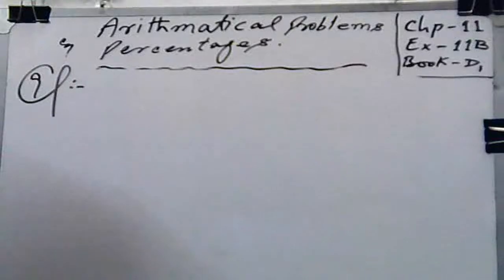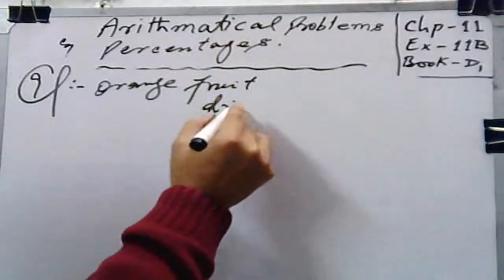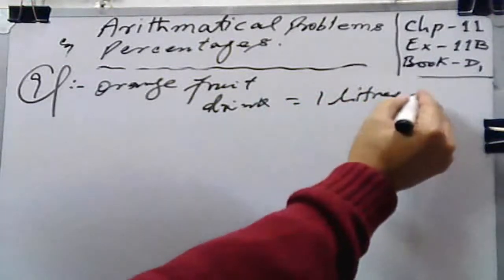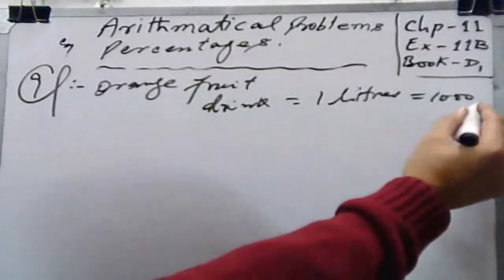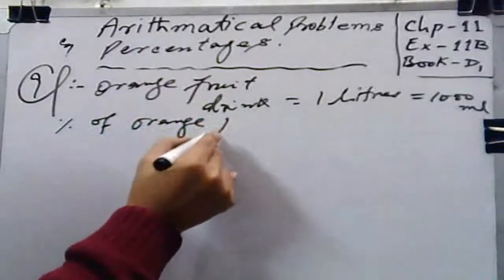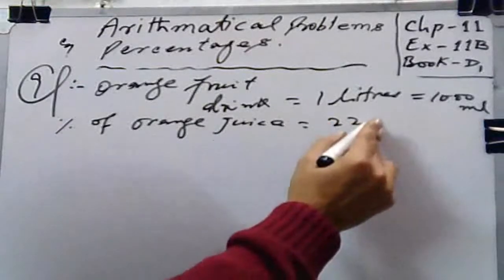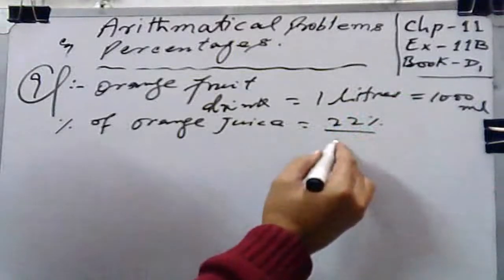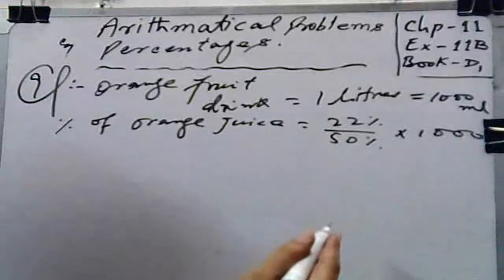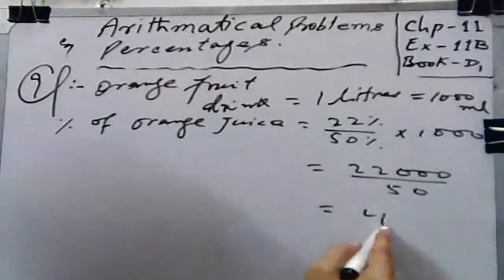Okay, the orange fruit drink is equal to 1 liter, and in 1 liter there are 1000 ml. So the percentage of orange juice, we have been given 22%, and the total is 50%, multiplied by 1000. So 22 times 1000 divided by 50, you will get 440 ml.